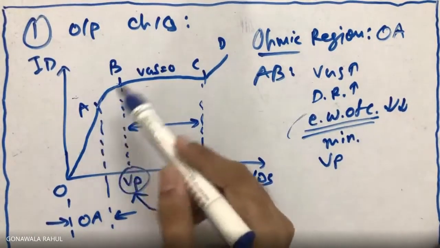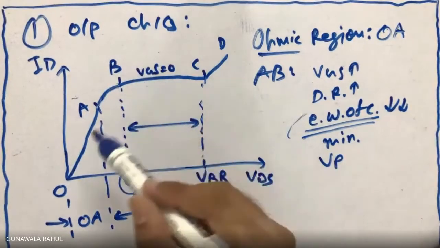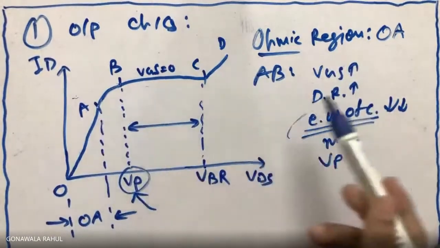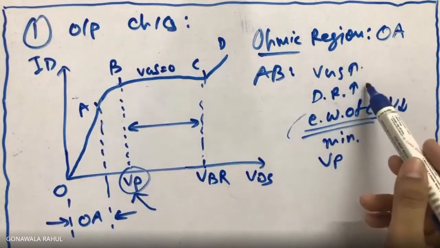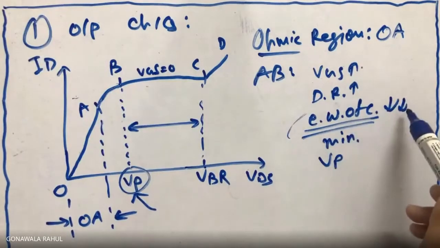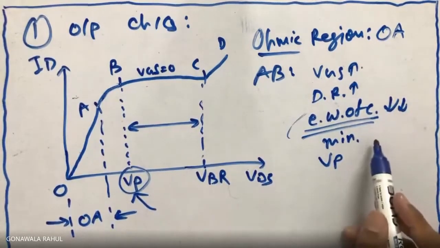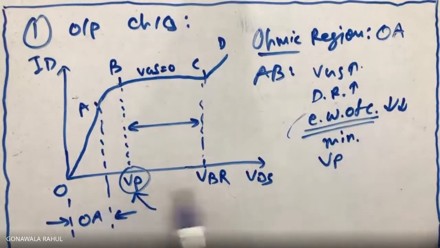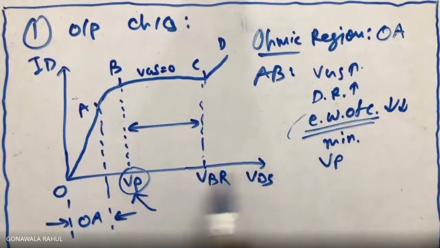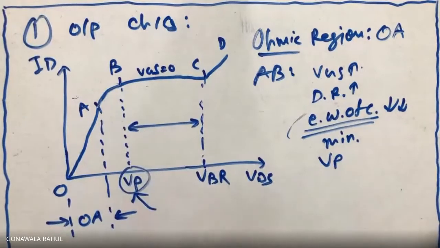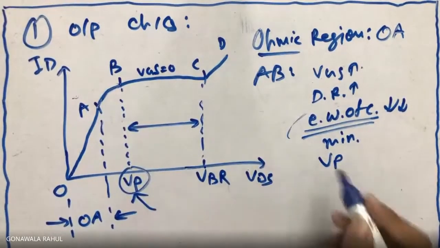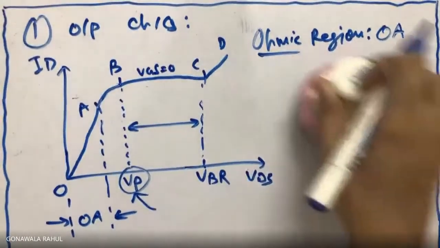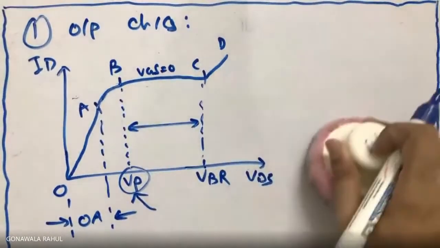Clear? So ID increases slowly compared to ohmic region, hence reverse bias voltage VGS increases, hence the depletion region grows, and hence the effective width of the channel reduces to its minimum value. The point where it becomes minimum is known as pinch off point, and the VDS value at which the pinch off occurs is known as pinch off voltage, that is VP. Clear? So that is pinch off point, VP.